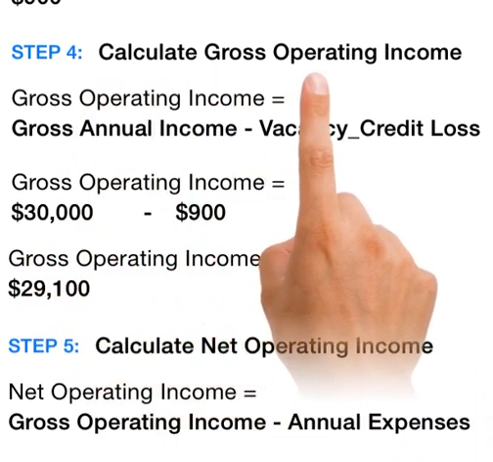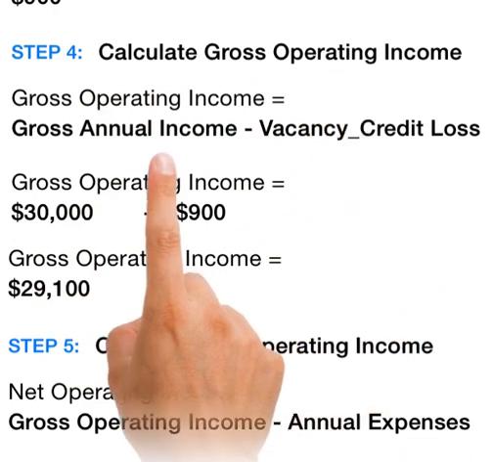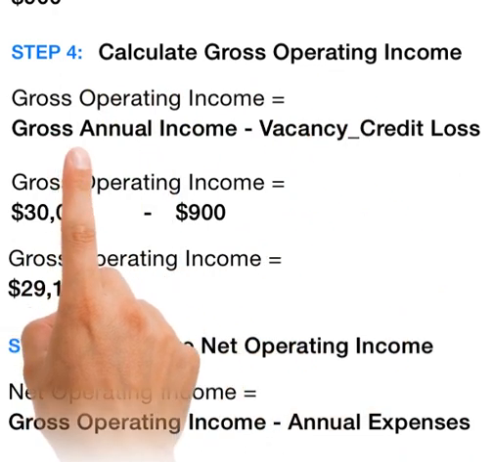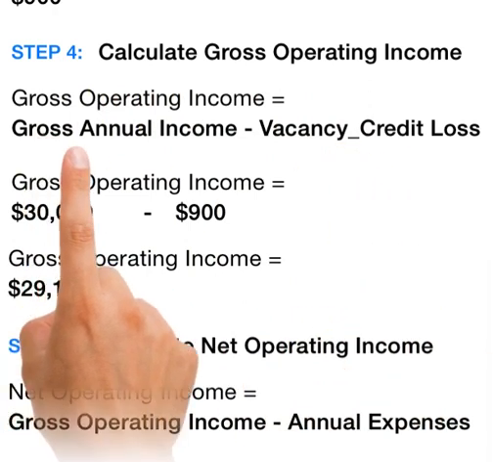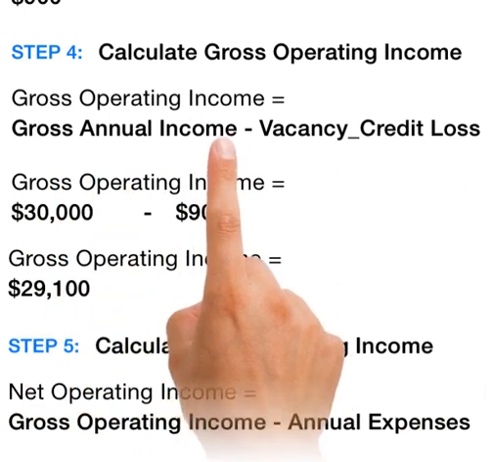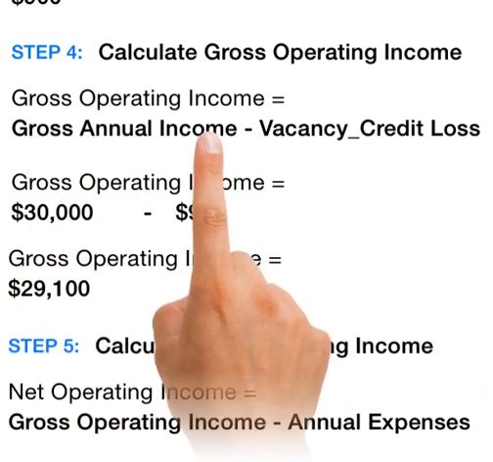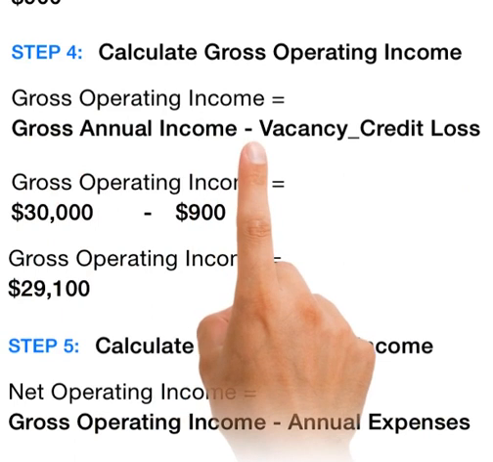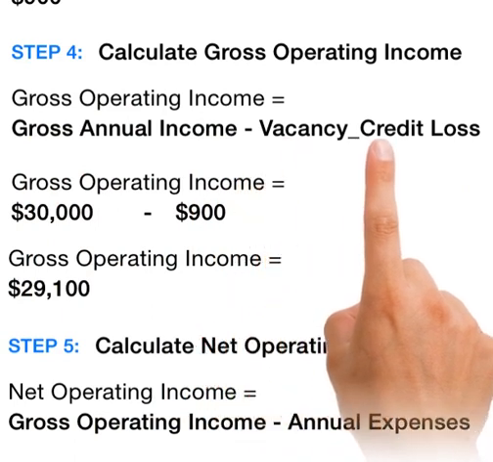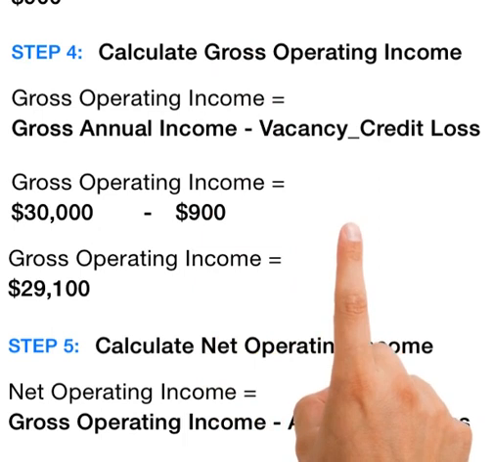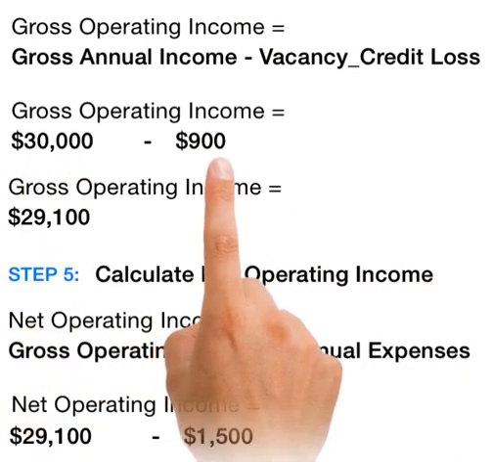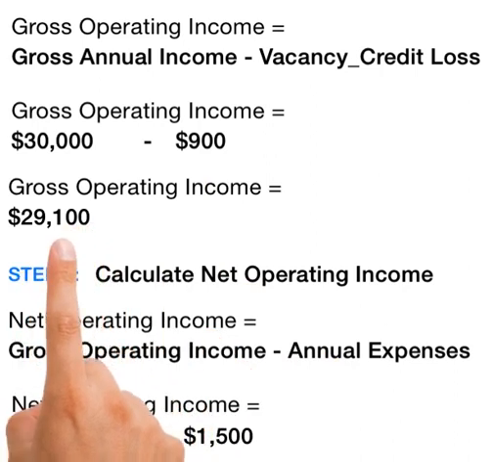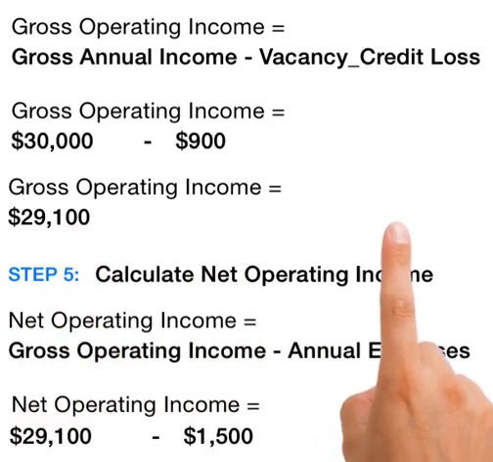Then we proceed with step number 4. We calculate the gross operating income, which is calculated by subtracting the vacancy credit loss from the gross annual income. We have calculated the gross annual income before in step number 2, and the vacancy loss in the previous step. So we plug in the numbers. 30,000 minus 900 comes up to 29,100.